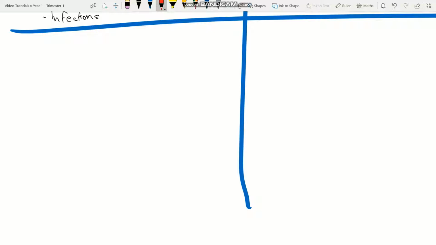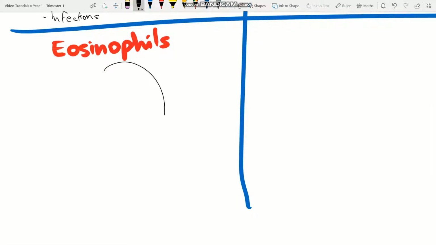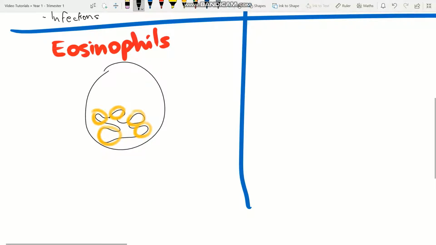The next cell that I'd like to go through are eosinophils. Now, these cells are actually quite similar to neutrophils in their structure. However, they have some subtle differences in the size of their granules. So if I were to draw one here, it would still have a lobed nucleus. So we would say that this nucleus has 1, 2, 3, 4, 5 lobes. However, the granules it would have within its cytoplasm would be quite large. This is obviously in reference to neutrophils.